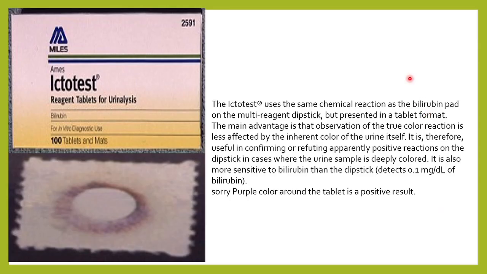There is also a test called the tablet test or Ictotest. The advantage of this is that if the urine is very yellow, deeply yellow colored, such things are not going to hamper the test results, and it is also more sensitive than the reagent strip method. So this is the advantage of the tablet test.